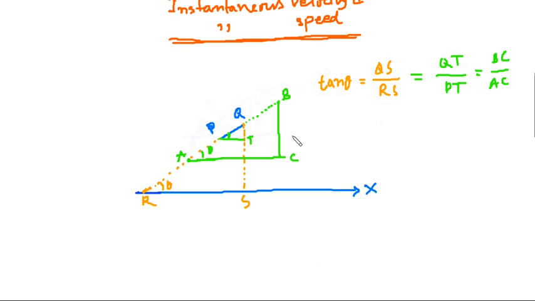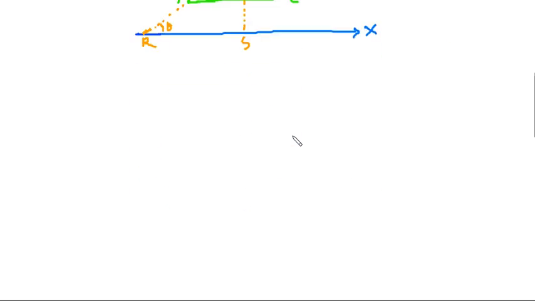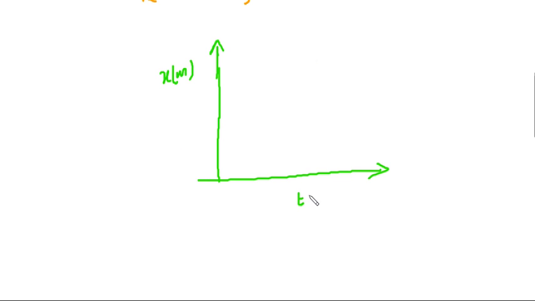You may already know this. Now let us go to the exact problem. We want to define instantaneous velocity. So let us say this is the position axis in meters, and this is the time axis in seconds, and here let us say this is the position-time graph.